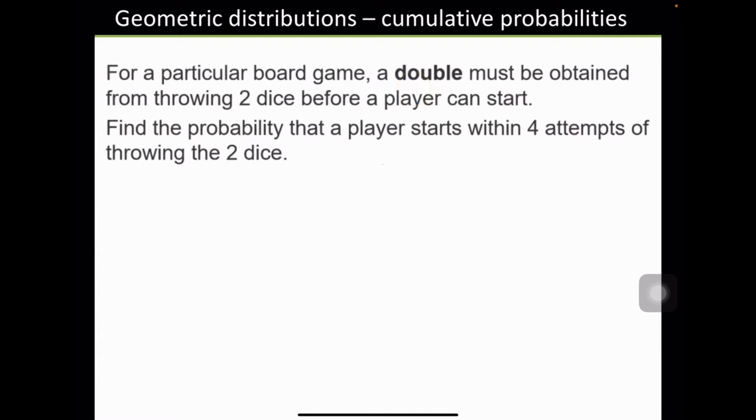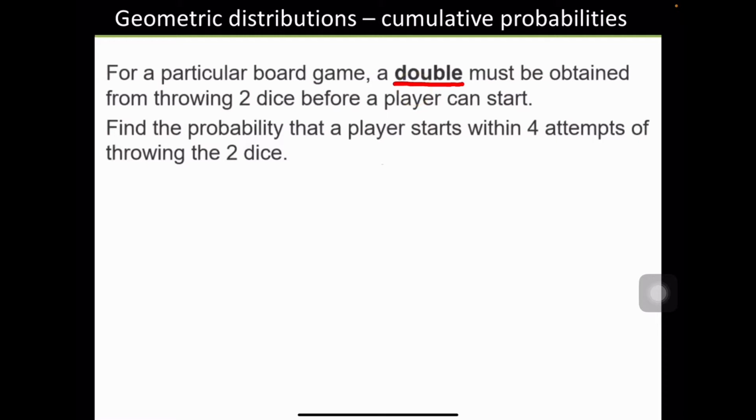For a particular board game, a double must be obtained by throwing 2 dice before a player can start. Find the probability that a player starts within 4 attempts of throwing the 2 dice. So in this example, we have to think about a double being obtained when throwing 2 dice. A double is when you throw 2 dice and you get 2 1s or 2 2s or 2 3s or 2 4s or 2 5s or 2 6s.